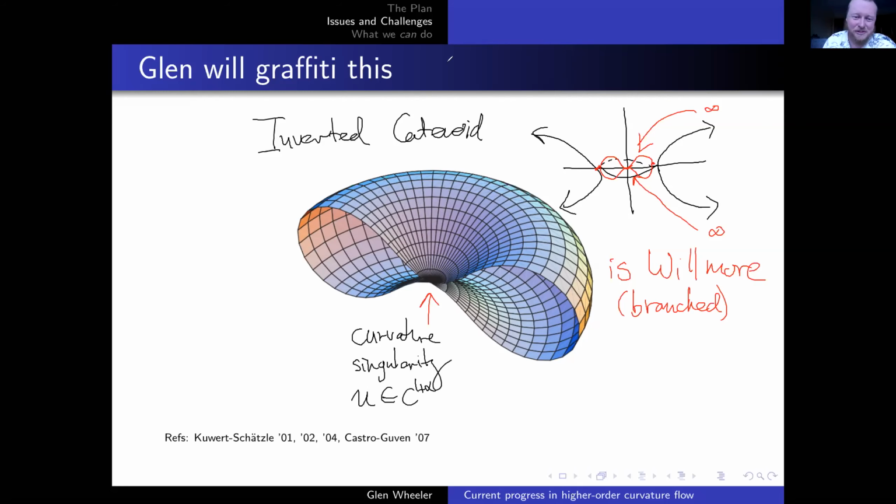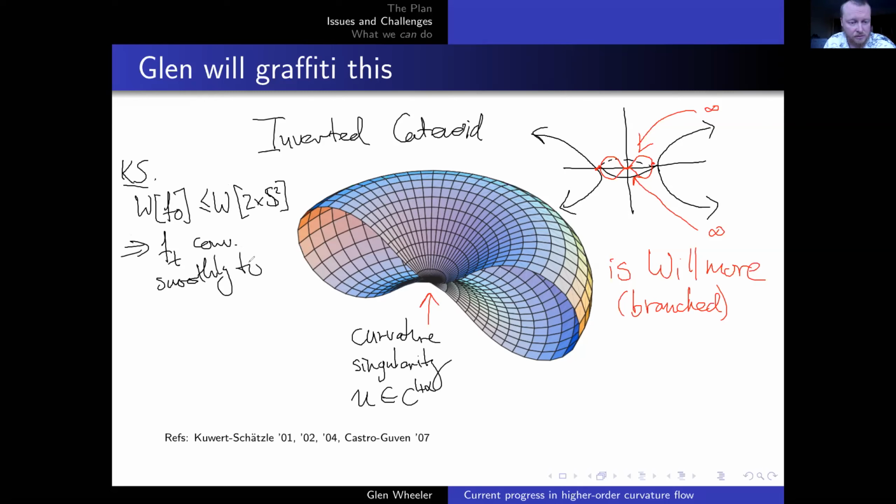So the Willmore flow of this, let me just mention now these papers of Kuwert and Schätzle. Kuwert and Schätzle's breakthrough result is that if the Willmore energy of your initial immersion is less than or equal to the Willmore energy of two spheres, then the flow converges smoothly to a round sphere. And the Willmore energy of two spheres is exactly the Willmore energy of the inverted catenoid.